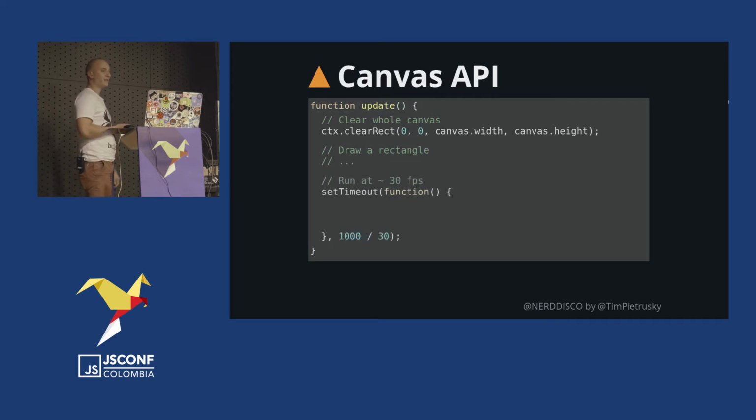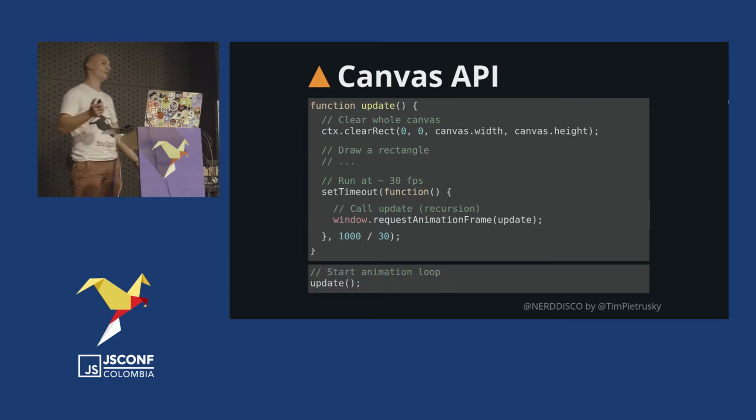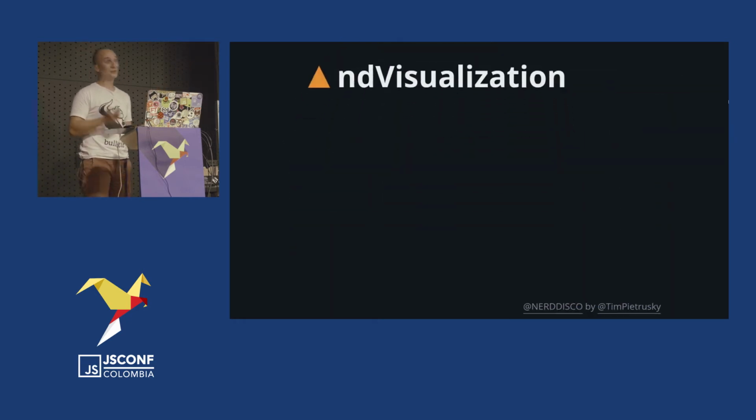And I'm using a set timeout to control how many frames per second I have. And inside, I call request animation frame and call the update function again. So I have a recursion, and it calls itself every time. And to start this animation loop, I just call update. OK, so now we have created some animation in code.